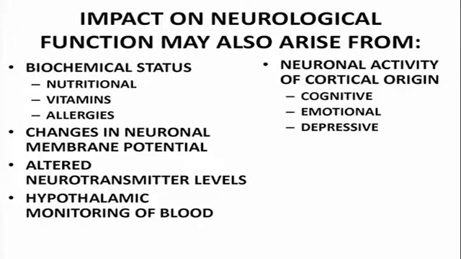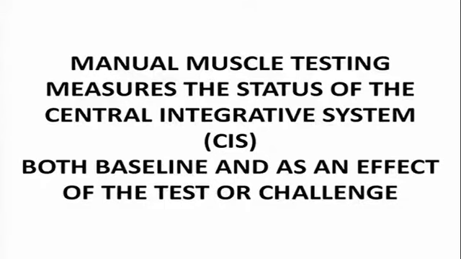Okay, now you can impact neurologic function with biochemical status. You can input with changes in neuronal membrane potential, neurotransmitter levels, hypothalamic monitoring of blood, cognitive, emotional, and depressive factors. So the point is, the patient might not test as strong with depressive disorders and emotional disorders, but this is the patient you've got to work with. You've got to do the best you can at the time you're doing it. So it measures the status of the central integrative system. We measure baseline, and we measure as an effect of the test or the challenge.